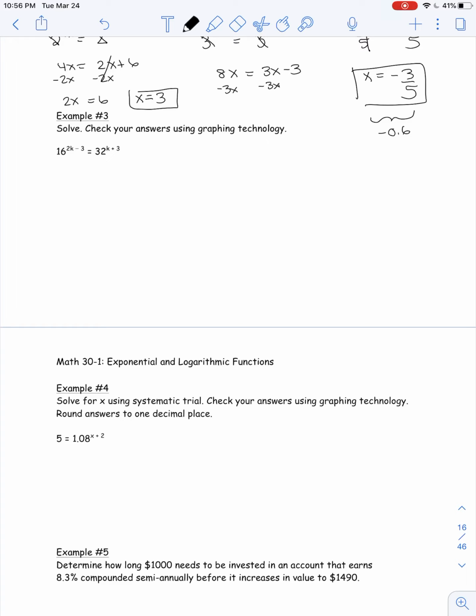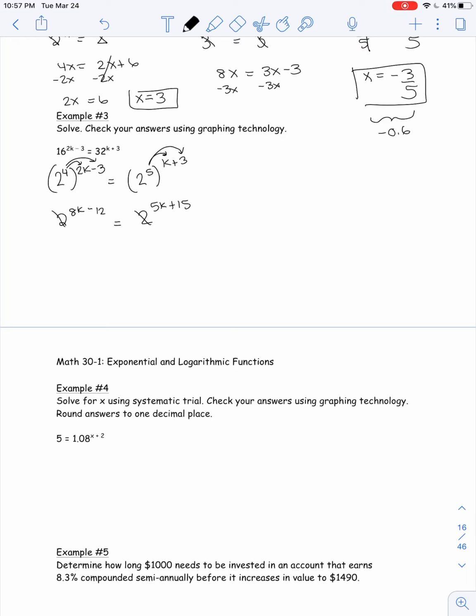So example number 3: solve, then check your answers using graphing technology. For this one, I'd rewrite it as a base of 2. So 2 to the power of 4 replaces 16, and then you have 2k minus 3. And then on the other side, 2 to the power of 5 replaces 32, k plus 3. Distribute, distribute. So 2 to the power of 8k minus 12 is equal to 2 to the power of 5k plus 15.